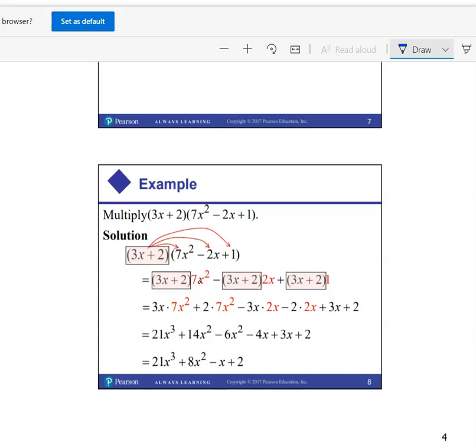Okay, then this is kind of written backwards from what we would see, but they're taking this and multiplying it by both of the things on the inside of the parentheses.